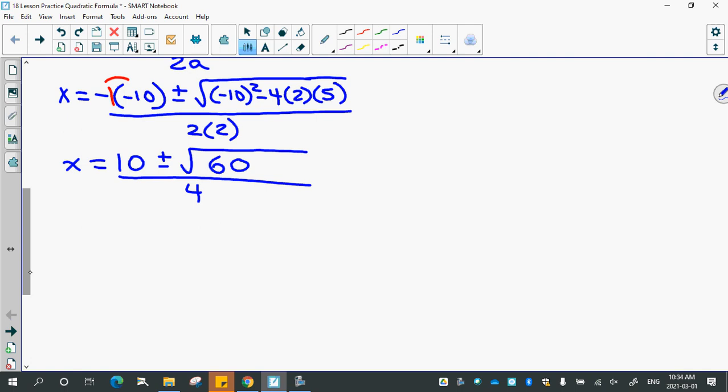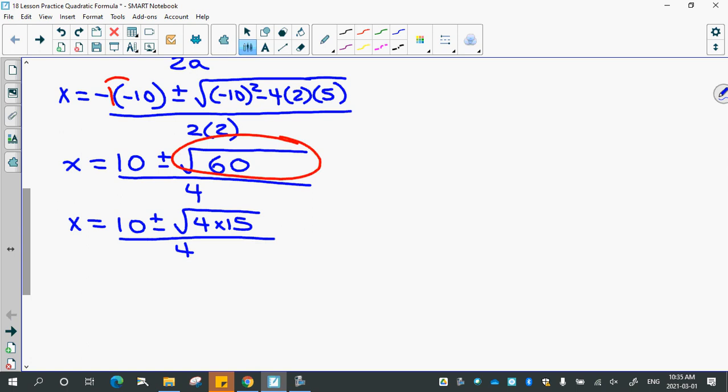So the next step is to look and see whether root of 60 can be simplified. Is there a perfect square that goes evenly into 60? Yes, 4, and 4 is the biggest. So your next step down is going to look like this. So the root of 4 times 15 over 4.